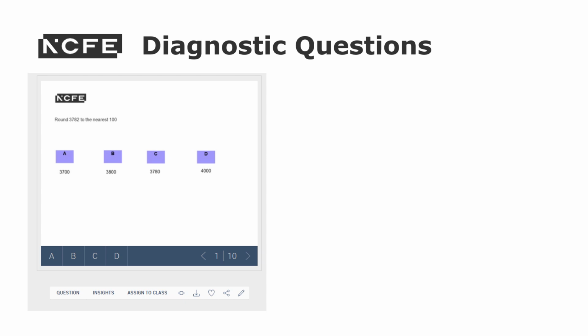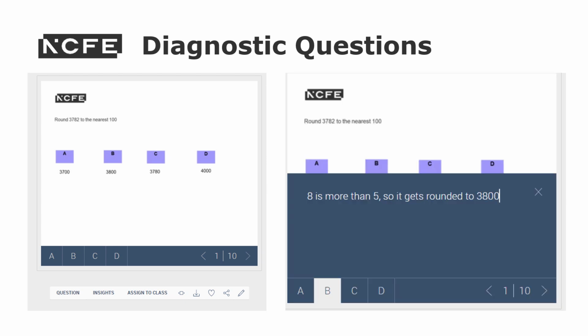As an example, this is a level 1 question, so they need to round 3,782 to the nearest 100, and you've got these possible answers.